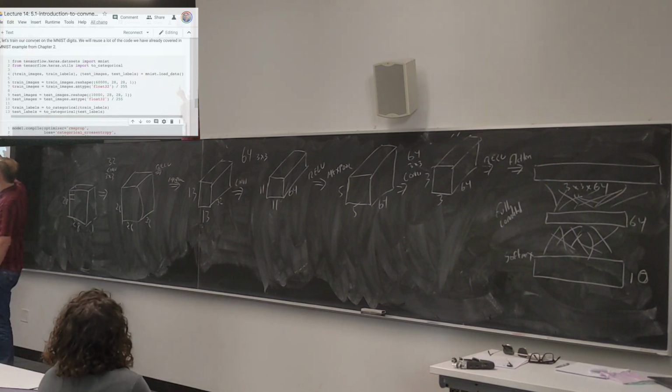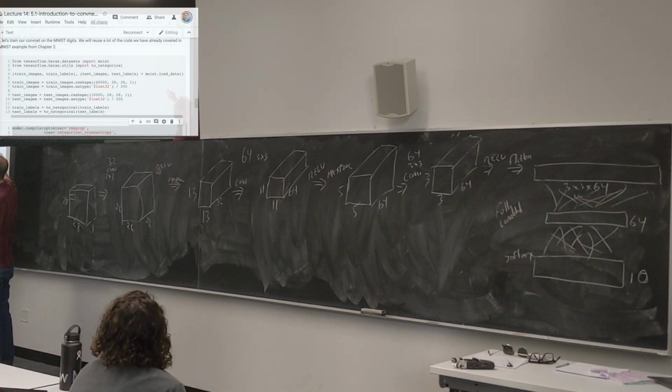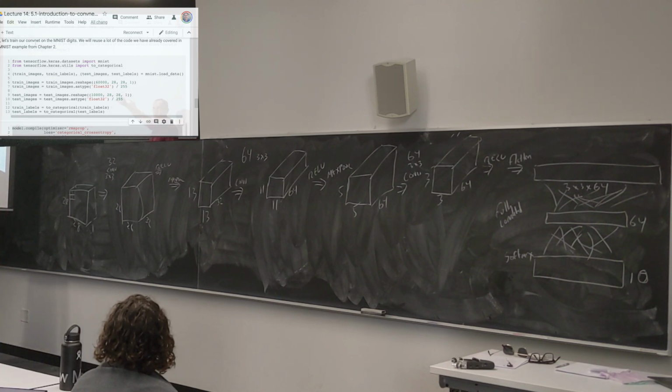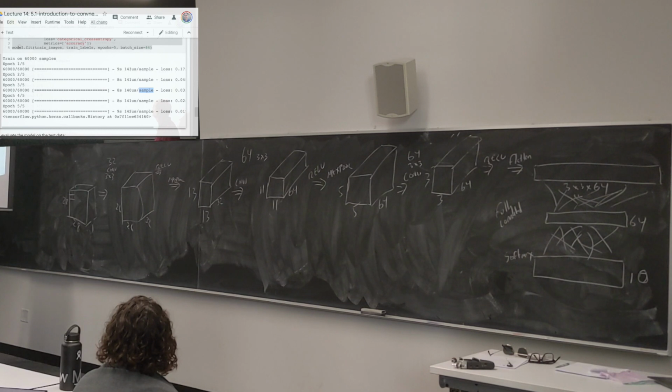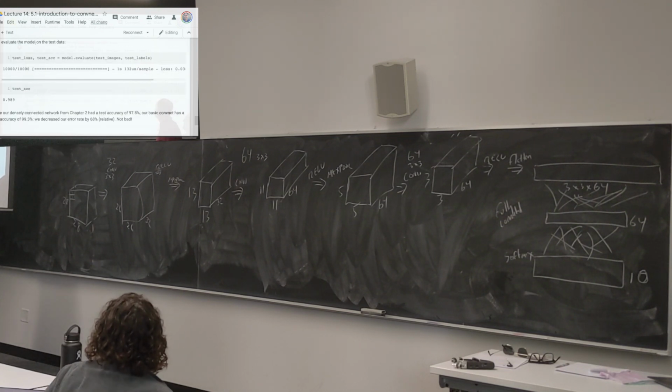We load the data, which we had done at some point before. We convert the values from 0 to 255 to a floating point number between 0 and 1. We convert these to be categorical, which means we go to one-hot. And then we do some training, which is pretty quick, but we just do 5 epochs with a batch size of 64. I believe this is using the GPU. And so we end up with an accuracy of almost 99%.